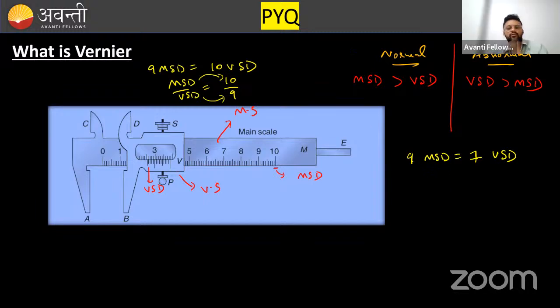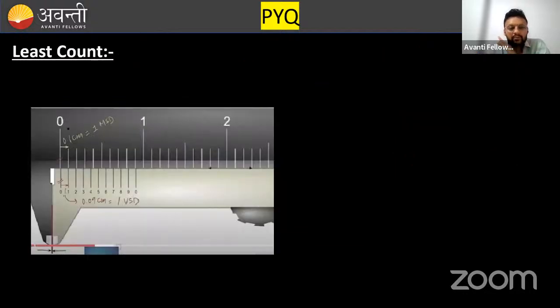I think that is clear to everyone. Now, after this, we need to know how to read these vernier calipers. First, we identify whether it is normal or abnormal. We check it by checking the MSD and VSD relation. After that, we will check how to measure.